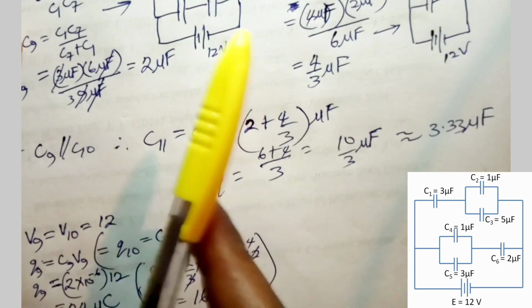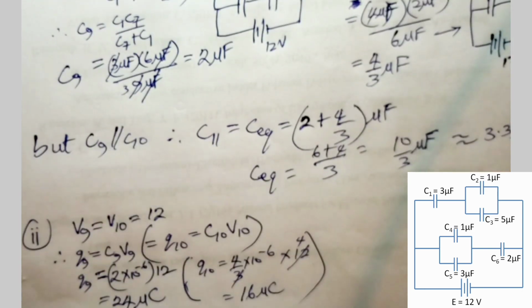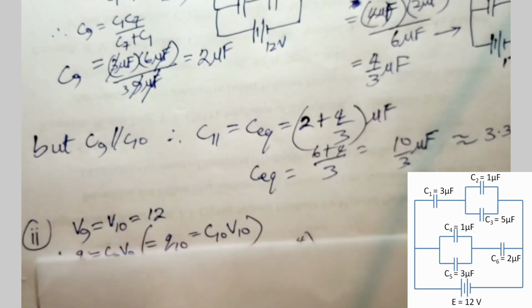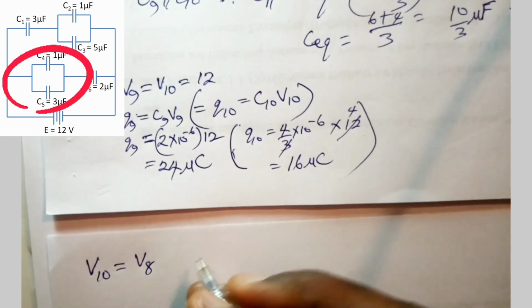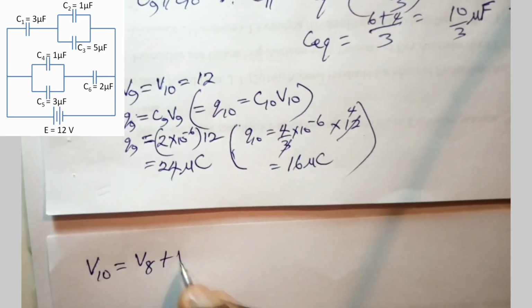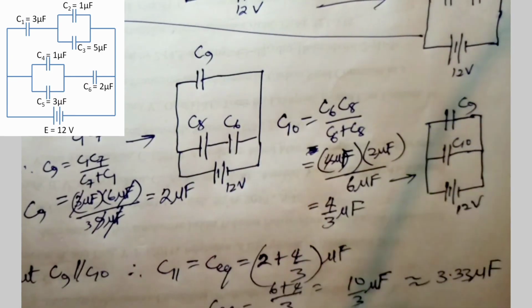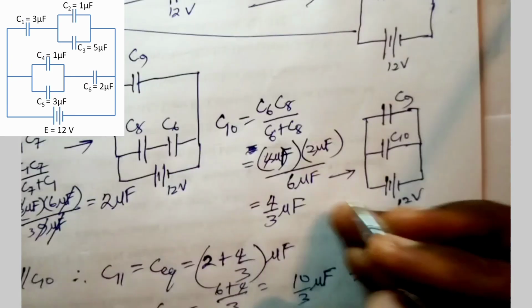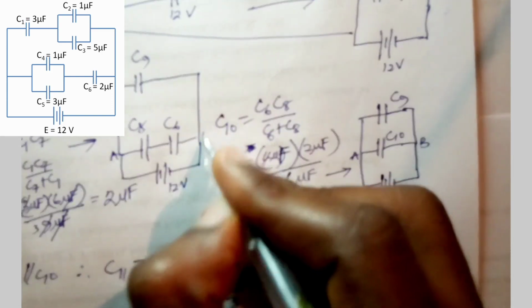So we are looking for the voltage across capacitor 1 and capacitor 6. So we now say V10 is equal to V8 plus V6. In order to get this C10, we did this, which is in series. So the voltage across here, let's say it's A and B, is the same thing as here, A and B. So that's why we added them.